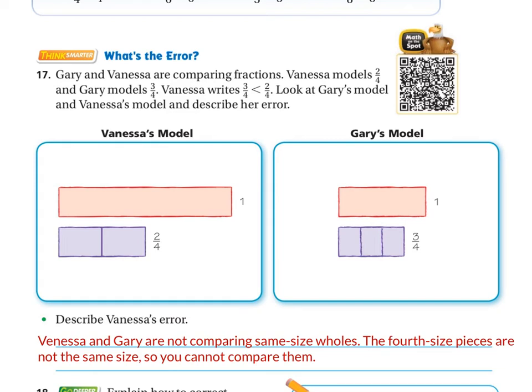If you are still struggling to see that these wholes are different sizes and we cannot compare different wholes, take a minute and re-watch this math on the spot video. Although the fractions are different, it's really the same problem and it's the same idea. We can only compare whenever the wholes are the same size.